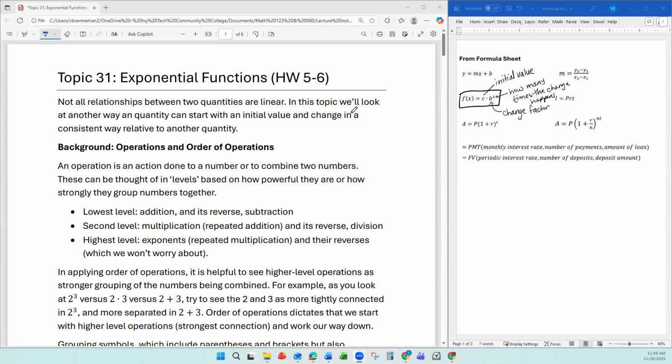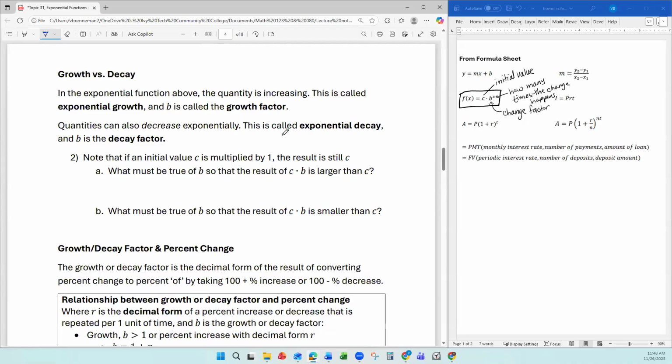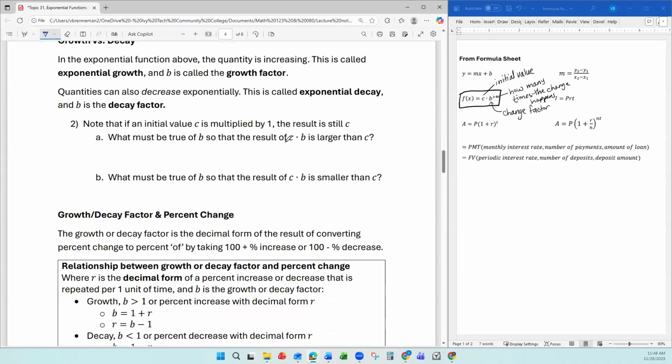This video is over topic 31, numbers 2 and 3. So looking at growth versus decay. When the quantity is increasing, it's growth. When it's decreasing, it's decay.